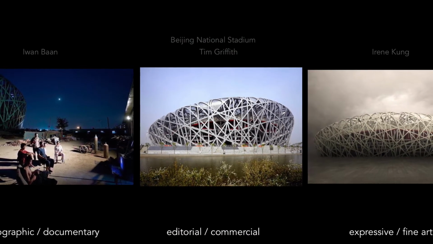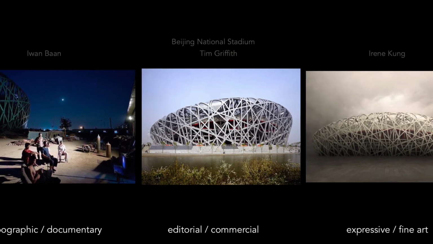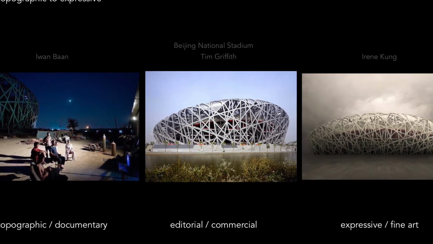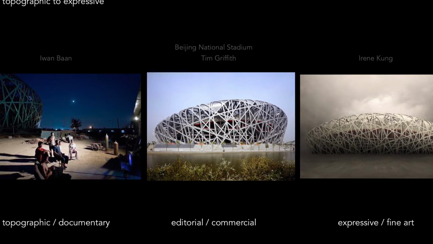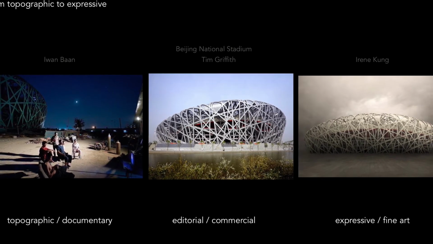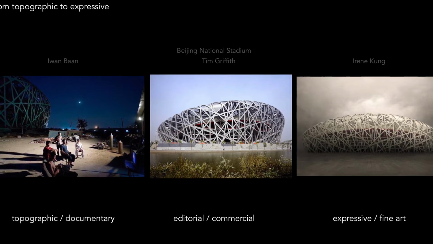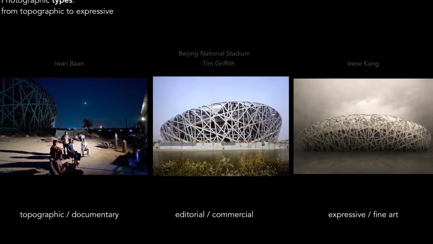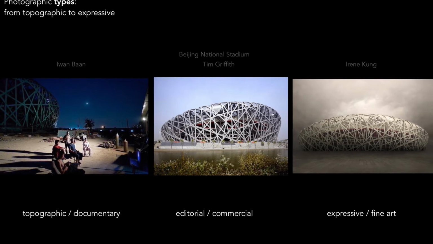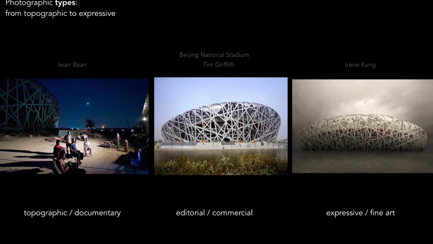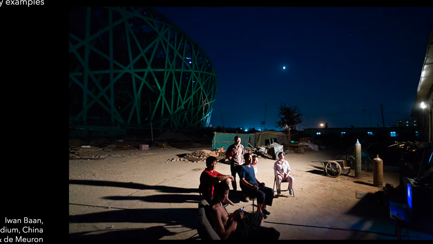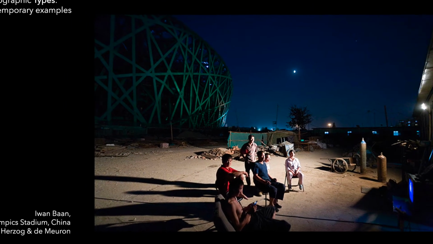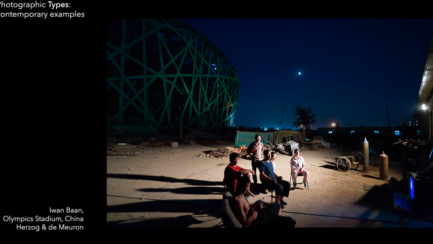Types are really critical for understanding architectural photography. We have three types here: the topographic or documentary, the editorial or commercial type, and the expressive or fine art type. Now, these are three views by three different photographers of the same building. This is the National Stadium in Beijing, China. So Baan on the left takes a kind of photojournalistic approach. I mean, the building kind of fades away, but he's just focusing on the construction workers and the social life around the building and so forth.